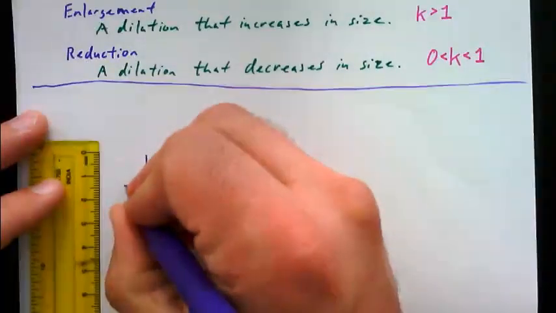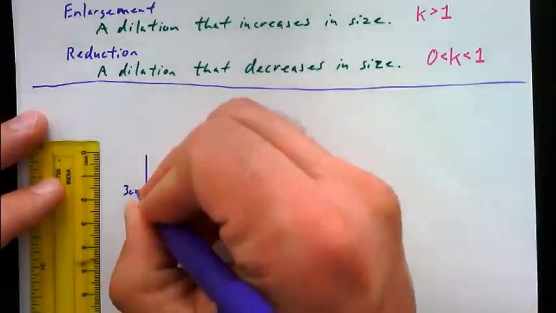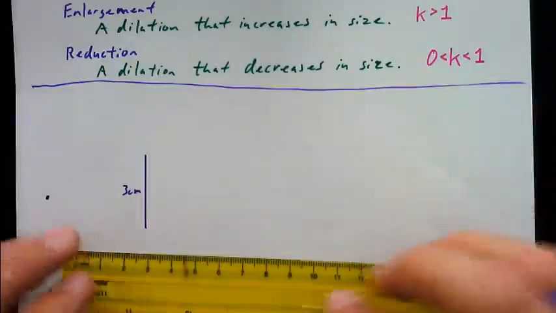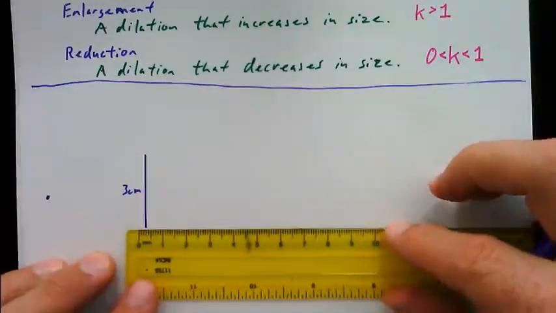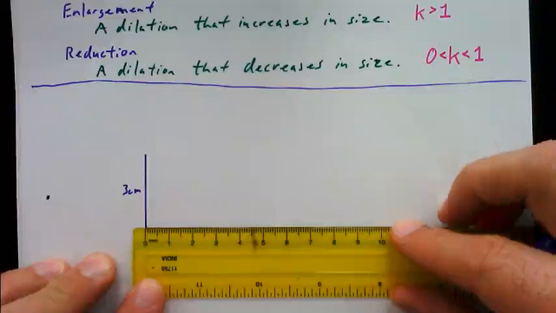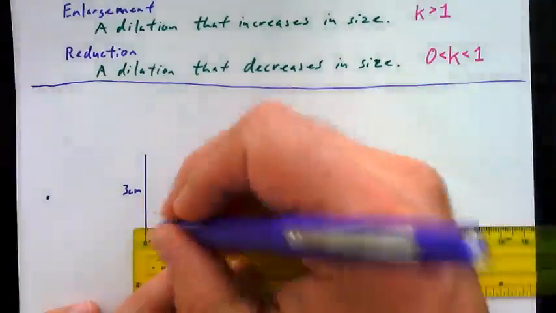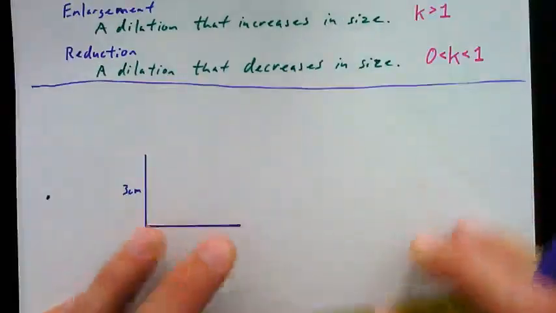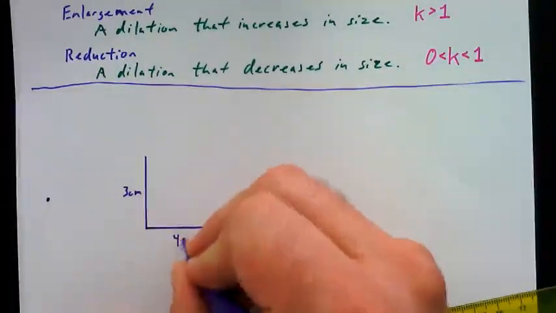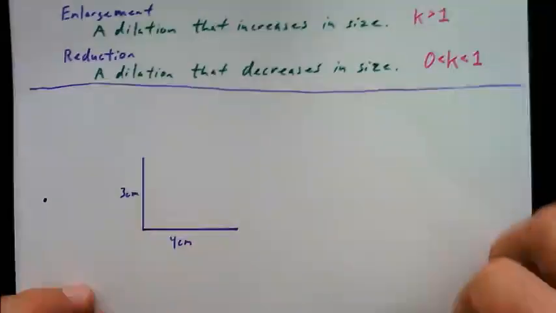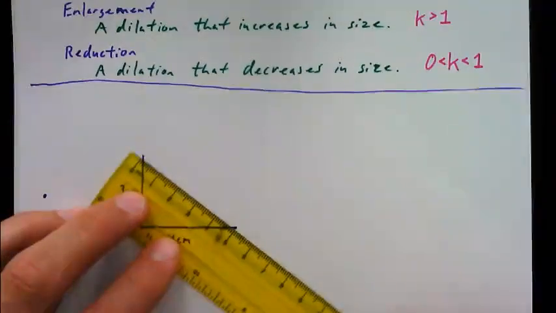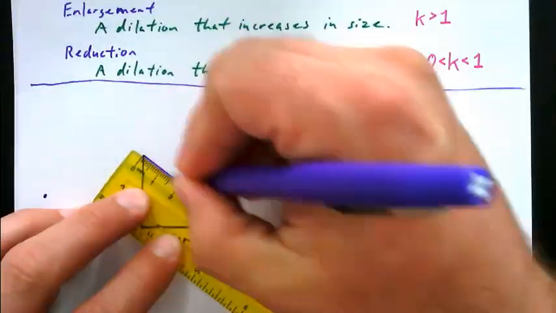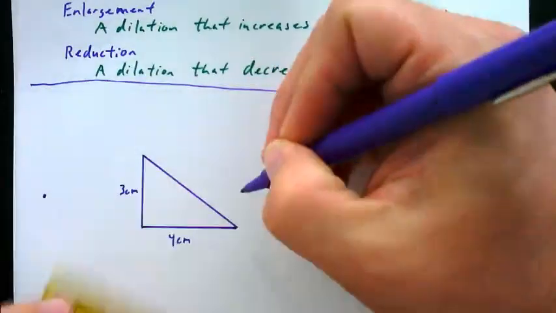I want to try to make a right triangle out of this. Again, it doesn't have to be perfect. I drew a vertical line that's 3 centimeters, and I'm going to draw a horizontal line that's 4 centimeters. By doing so, I should be able to make a triangle with dimensions of 3, 4, and 5. If I connect these two, and the other two are accurate, it should be roughly 5 centimeters long.